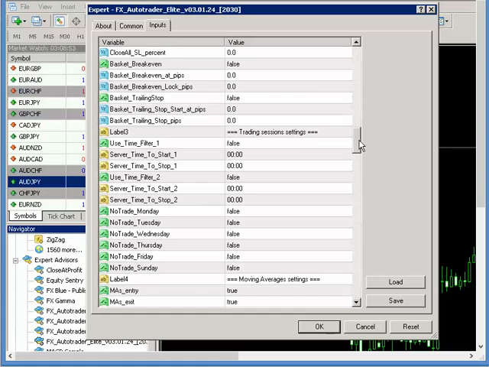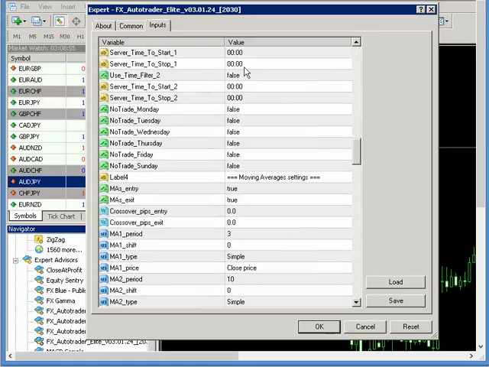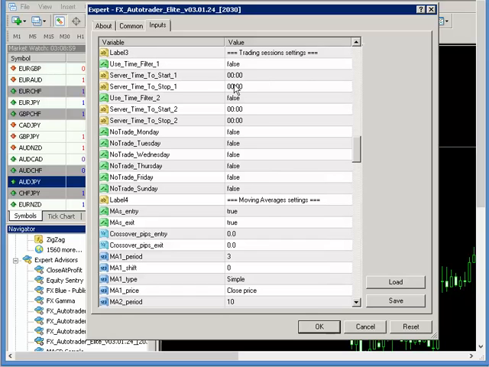Next, we have our trading session times. You can specify 2 trading sessions during a day. So you might want to trade the Asian and the New York session. Just set in the hours for there. You can also specify which day of the week that you want to trade.